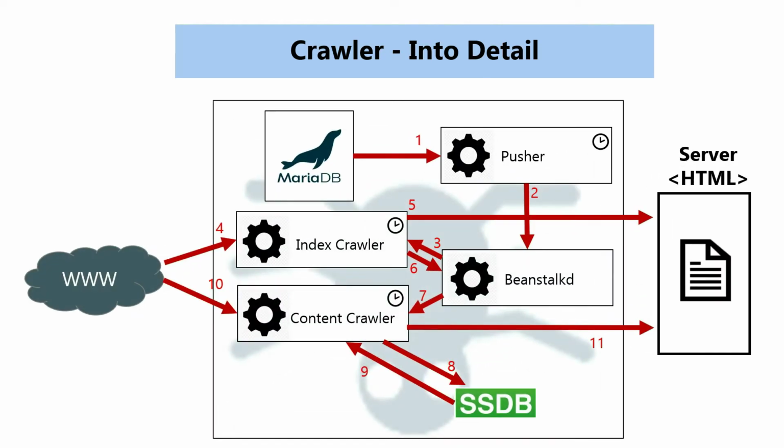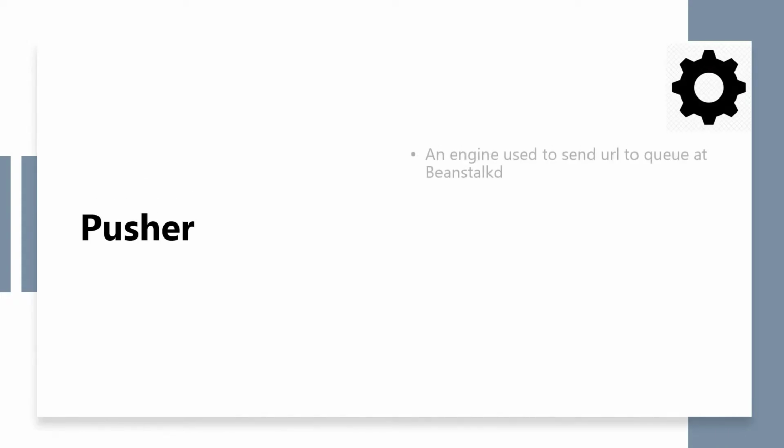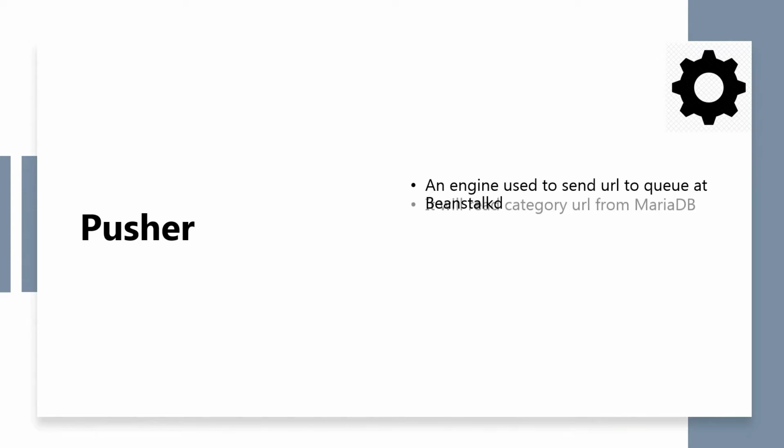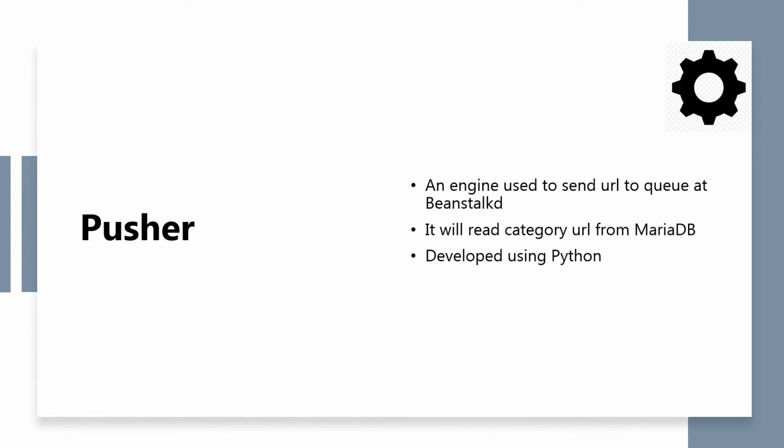This is a more detailed illustration for crawler. As we can see, it contains many parts like MariaDB, Pusher, Beanstalk, and SSDB. Pusher is an engine used to send URL from MariaDB to Beanstalk. It will read category URL and then reformat it into JSON.